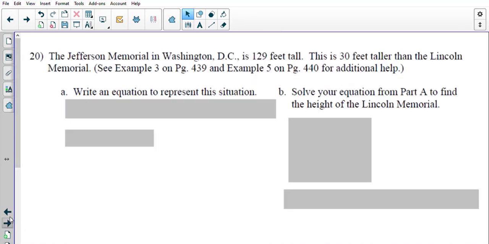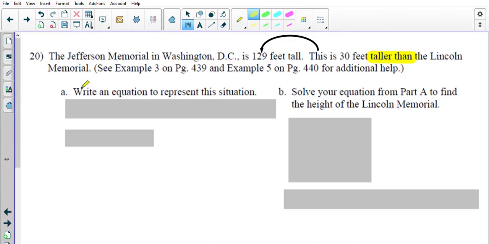All right, let's look at another one of these. So number 20. This one you might recognize came from the pre-test that you did. The Jefferson Memorial in Washington, D.C. is 129 feet tall. In fact, I'm going to annotate this a bit by making some arrows here. This is 30 feet taller than the Lincoln Memorial. Recall that taller than indicates addition, right?